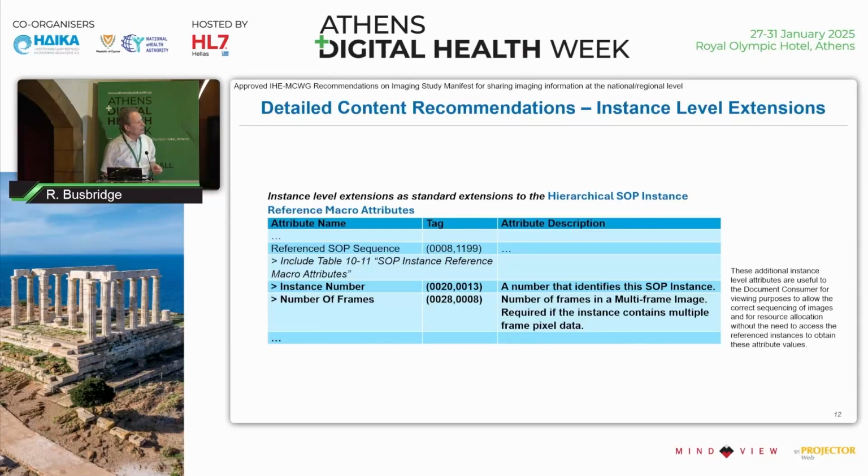And should the image be multi-frame, then we recommend adding the number of frames. A lot of this is simply for consumption purposes. Knowing this information at the level of the manifest means that we can set up the context of a viewing application, for example. We know how many images there are going to be. We know how many frames there may be. You can start to reserve resources in your viewing application to account for that.